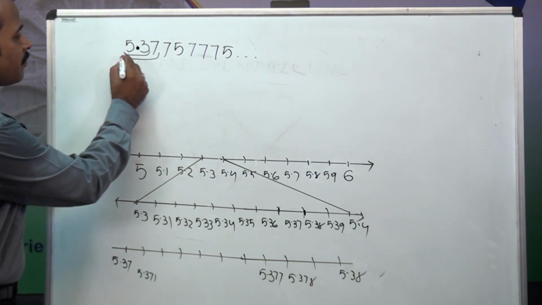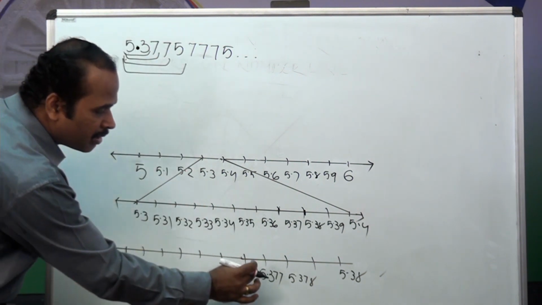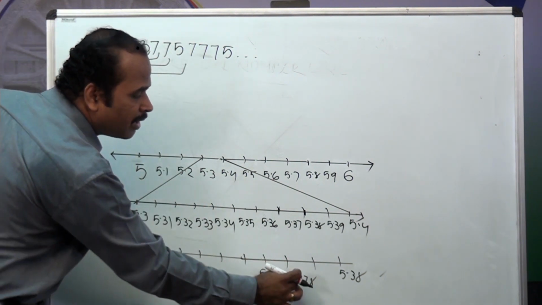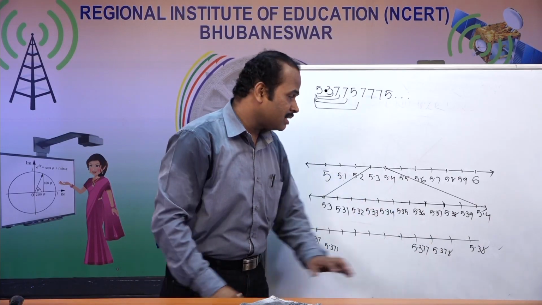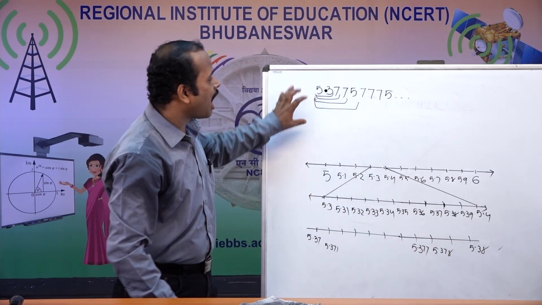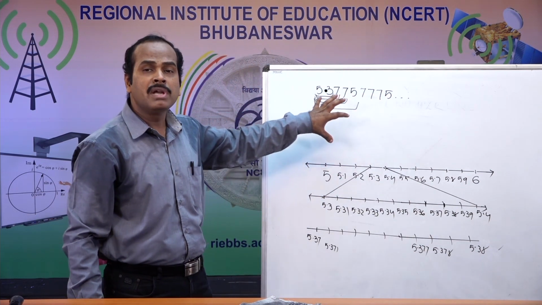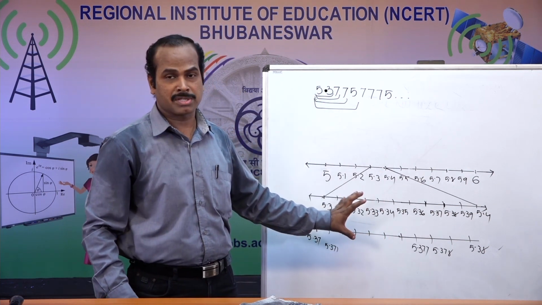This number 5.3775 lies within 5.377 and 5.378. So if I go on dividing this line again into 10 parts, I will find how many decimal places I have to extend. Up to that place I can show it through this successive magnification method.